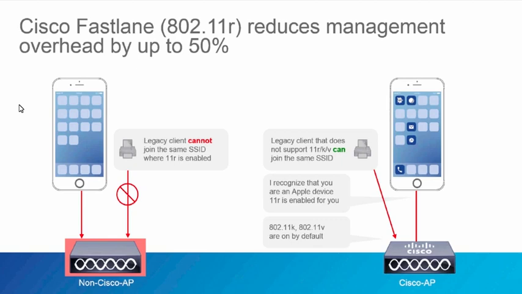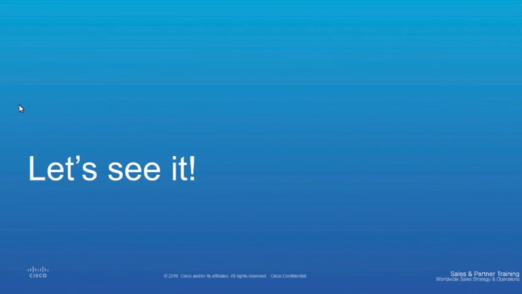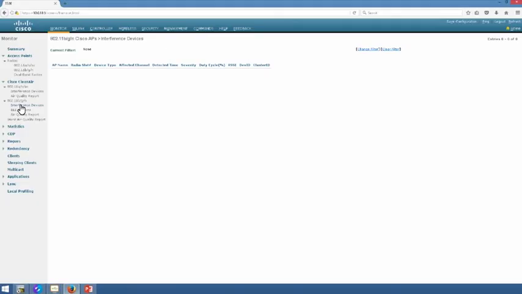You're able to connect to the same SSID, and now we're able to conform to a lot of the best practices, Cisco and industry best practices, of limiting the number of SSIDs, but still allowing things like 802.11r and Fastlane, which is some really cool stuff that we've done jointly in development with Apple. So that is 802.11r. Alan, let's check it out. What does it look like?